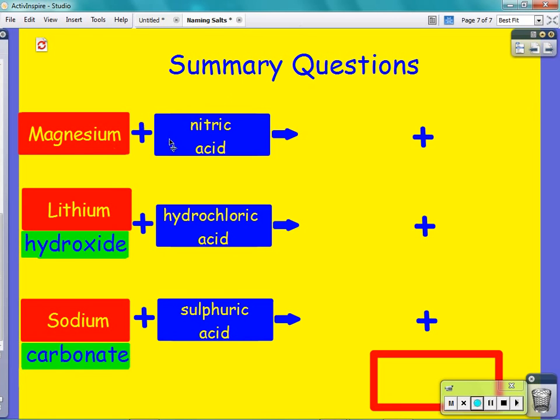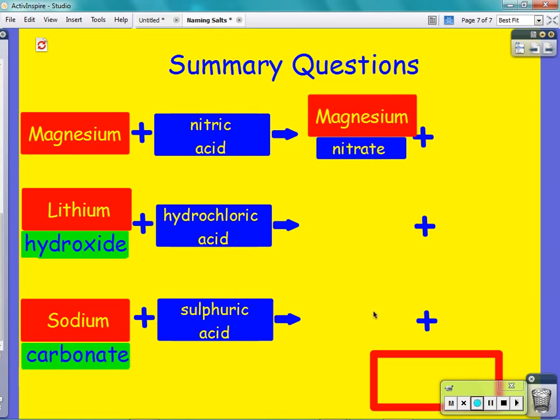Okay, magnesium and nitric acid. The name of the salt you should have got: nitric acid gives you a nitrate, so you should have got magnesium nitrate. It's a metal on its own, there's no hydroxide or carbonate next to it, so you get hydrogen.